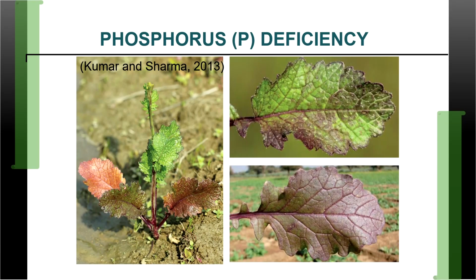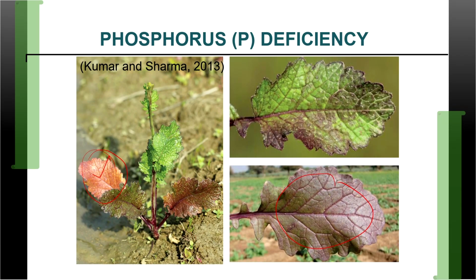Now after nitrogen deficiency, we go to phosphorus deficiency symptoms, and you can see here purple or reddish discoloration of the leaves, and this is for lower leaves. See on the left side, this kind of deficiency symptom, the purplish or reddish color appears on the lower leaves. This is a typical deficiency symptom of phosphorus in rapeseed and mustard crops.